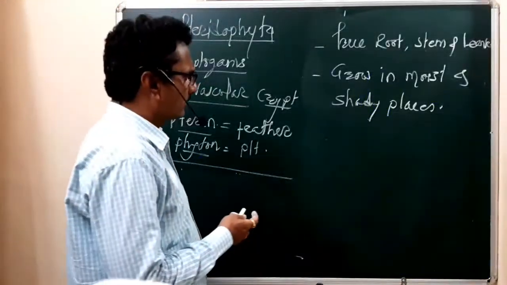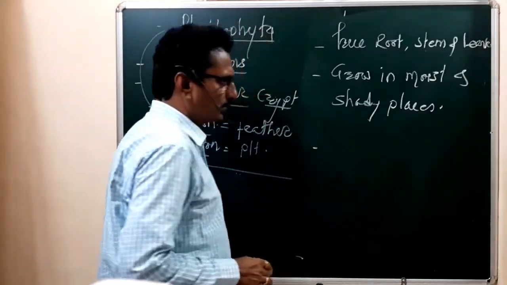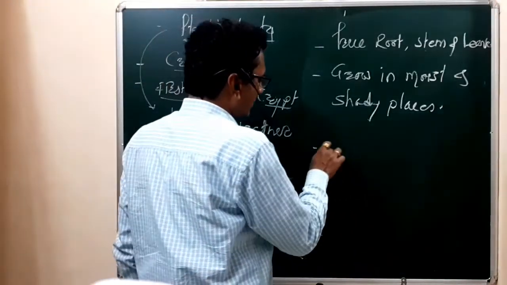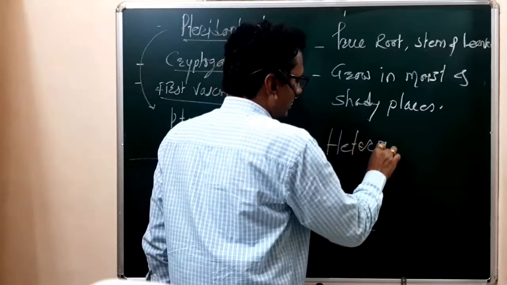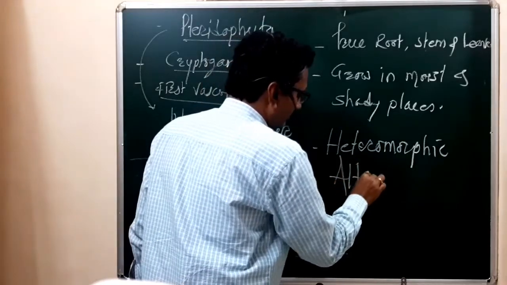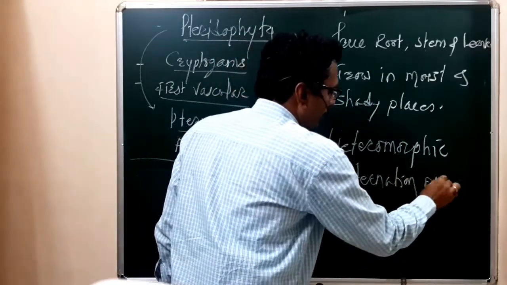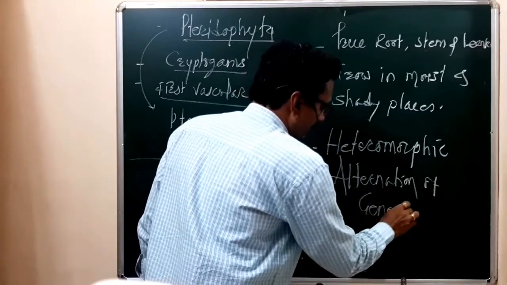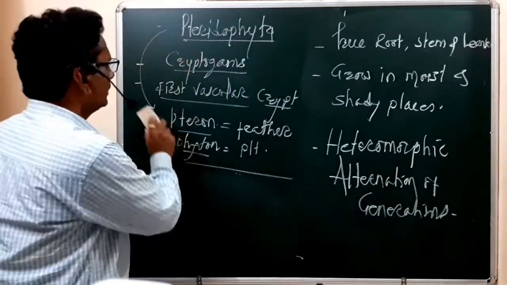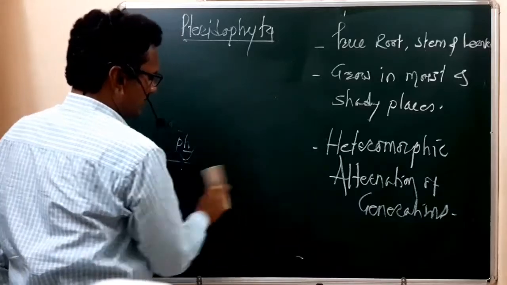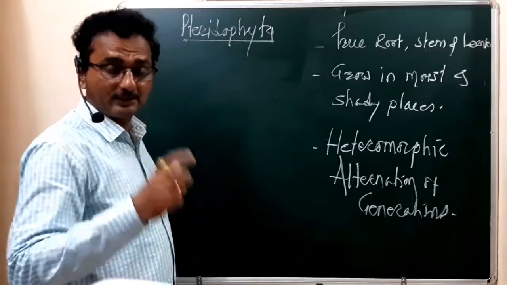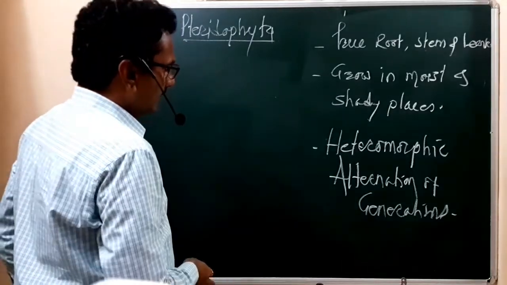And one more characteristic feature of this plant group is they show clear-cut heteromorphic alternation of generations. See how they show the heteromorphic alternation of generations, or what are the generations in this Pteridophyta.